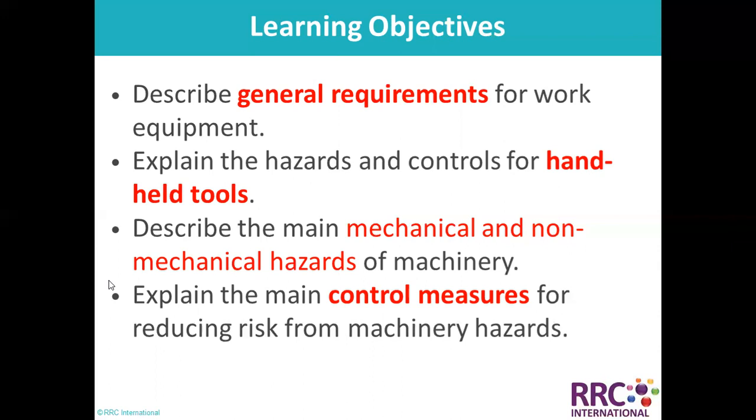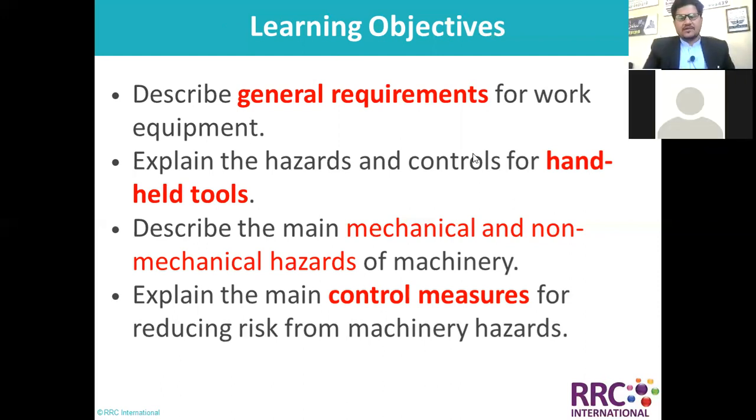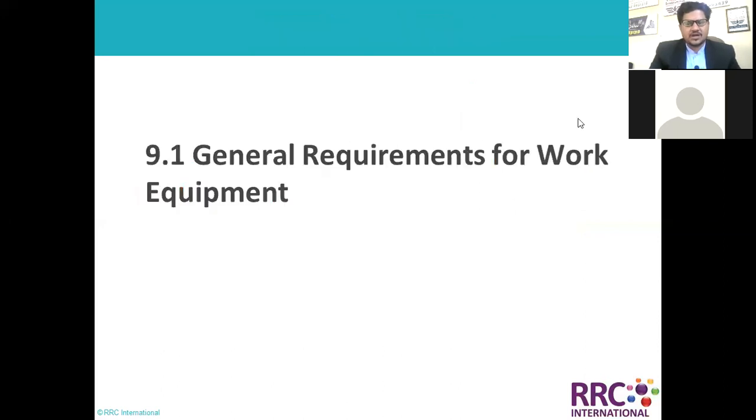And we can also discuss some of the mechanical or non-mechanical hazards. And yes, we'll explain the main control measures for reducing risk from machinery hazards. So ultimately, we have 5 major objectives of this element number 9. So let's start with 9.1, general requirements for work equipment.